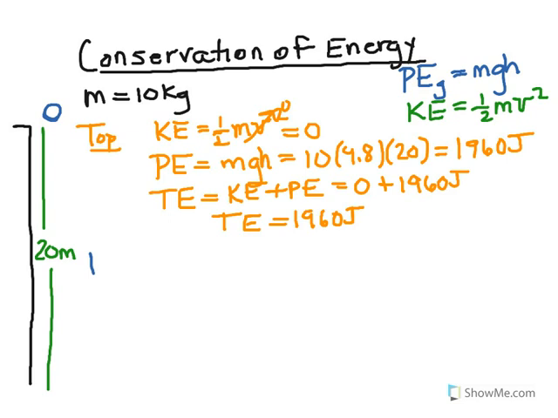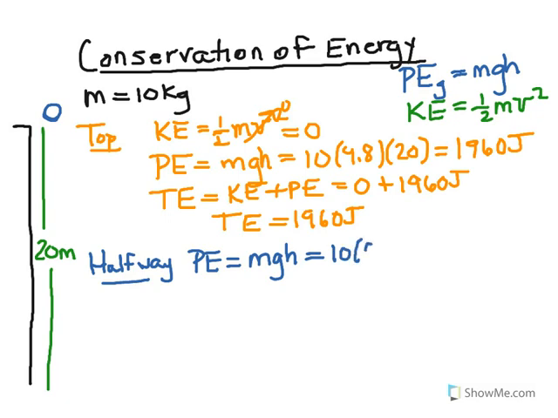So let's take a look at now, what if we're at the halfway point as it's falling down? In this case, I'm going to have both kinetic and potential. I can't find the kinetic right away, but we can figure out the potential energy because we should know the height. And if I'm halfway down, the height is going to be 10, because half of 20 is 10. I multiply those together, and I'm going to get 980 joules.